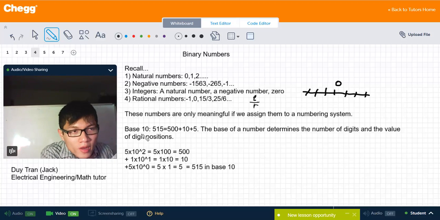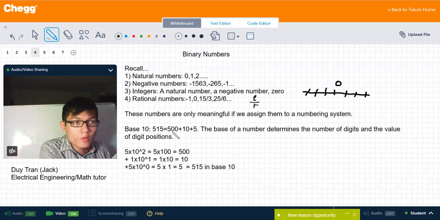What it means in base 10 is that if you have some number, for example 515, you can write it as 500 plus 10 plus 5, because each component is a multiple of a power of 10, as you can see below. The base of a number determines the number of digits and the value of the digit positions. For 515, we have three components: 500 plus 10 plus 5.